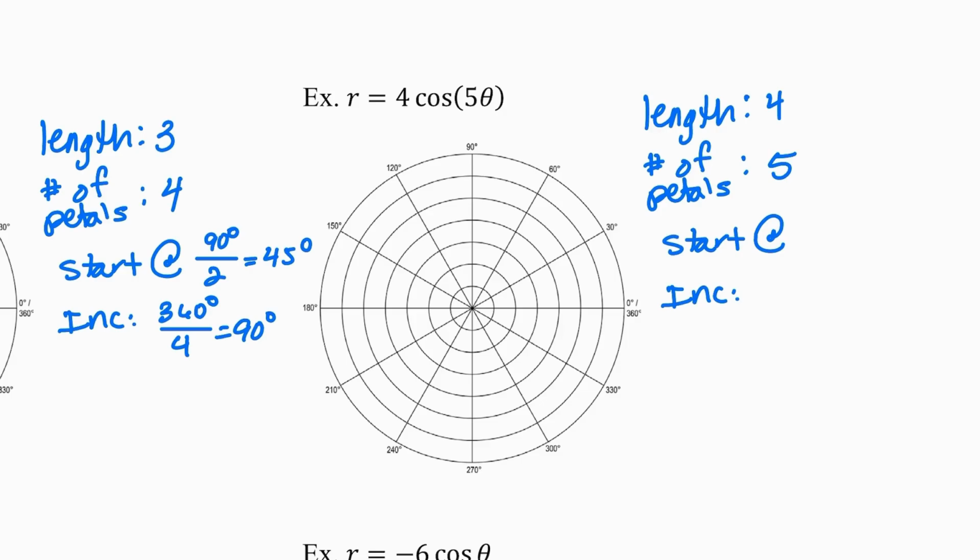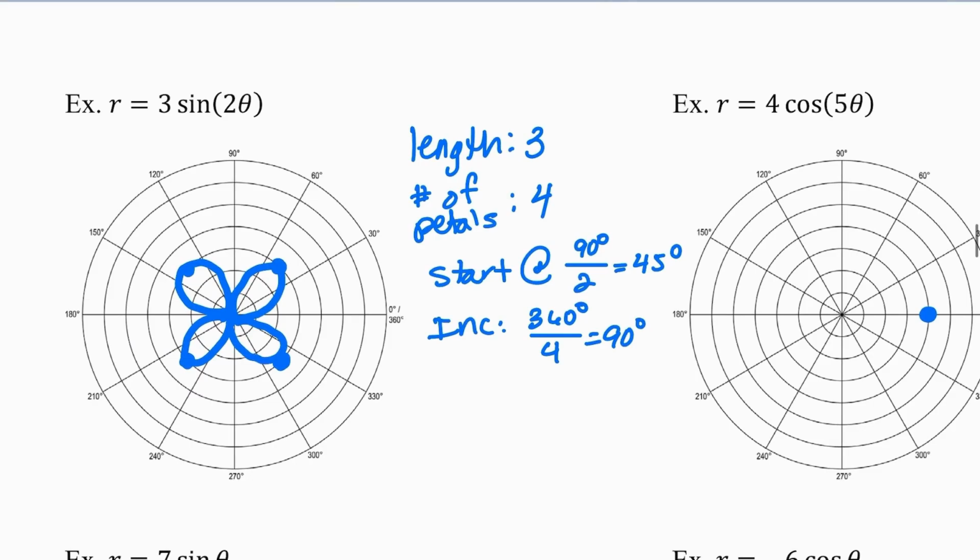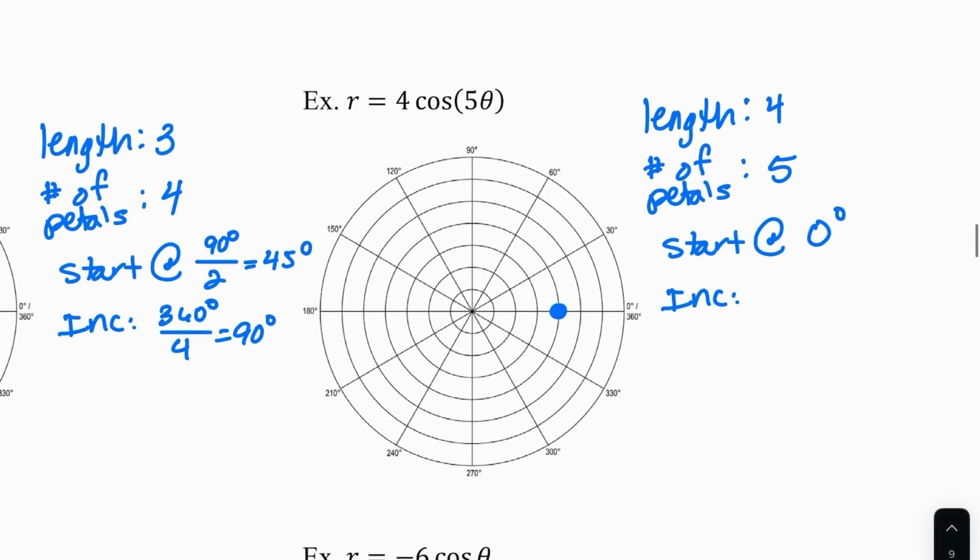We're starting with cosine. This is a cosine flower, so we're going to start at 0 degrees. So that means my first point is going to be at 0 degrees and 4. So that's where it starts on the x-axis. Off the x-axis, you can notice that this previous flower did not even hit the x-axis. And then I'm going to evenly space all 5 petals.